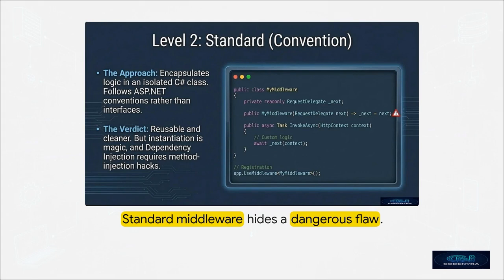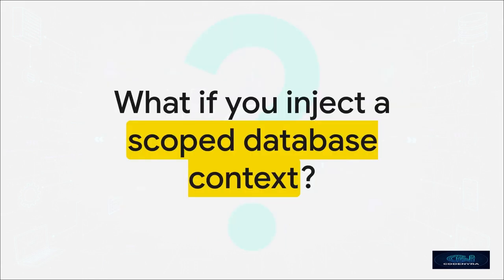So when developers move past basic inline code, they usually build Level 2 standard convention middleware. It beautifully encapsulates the logic into a reusable C# class. Sounds great, right? But this approach relies on a sort of magic instantiation by the framework at startup. And honestly, that magic hides an incredibly dangerous flaw when it comes to dependency injection. Which leads us to a really vital question.